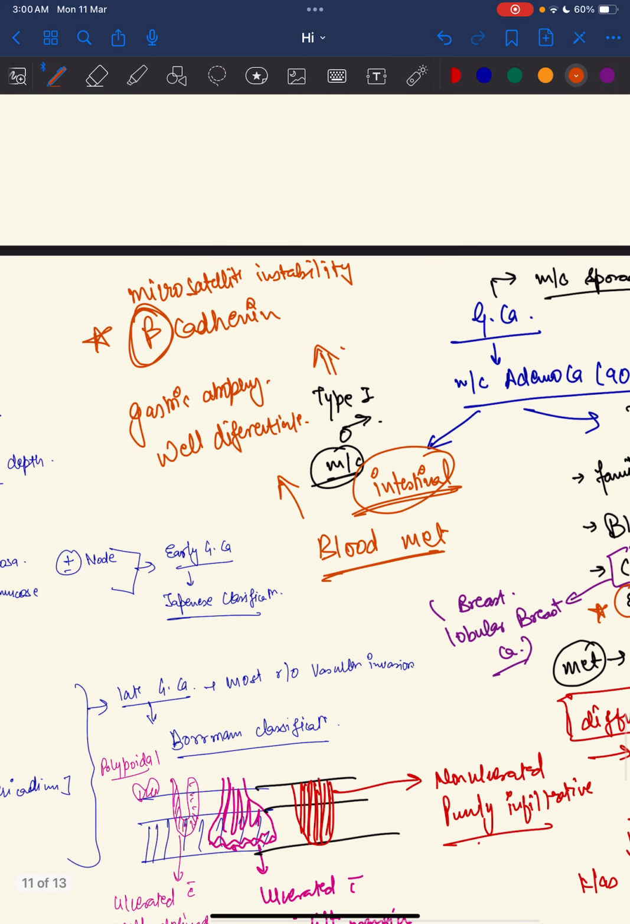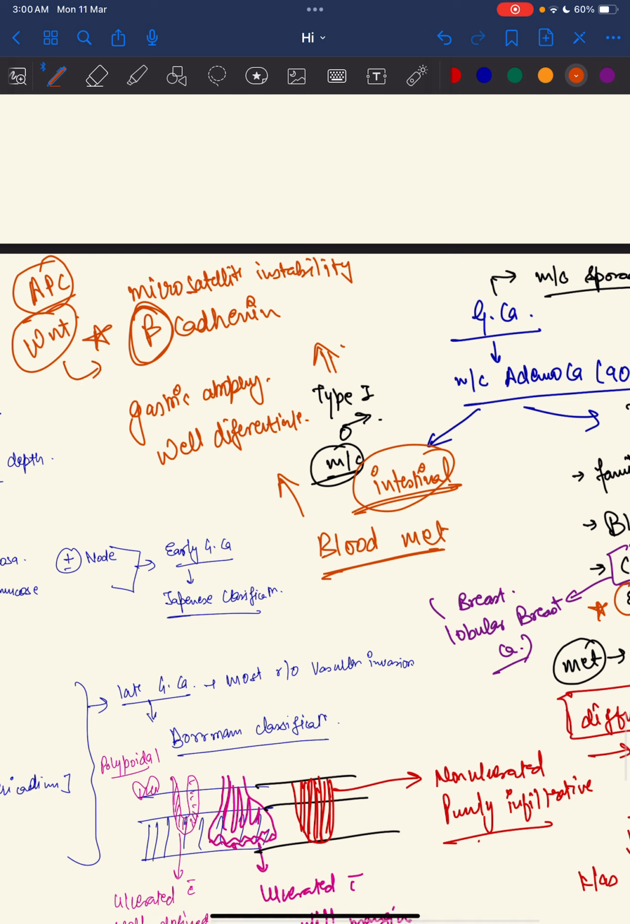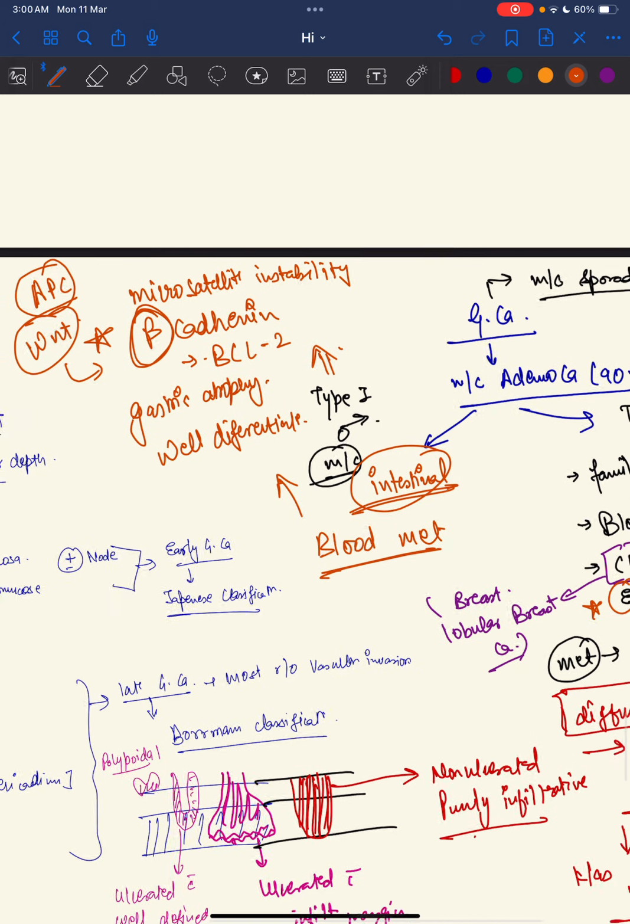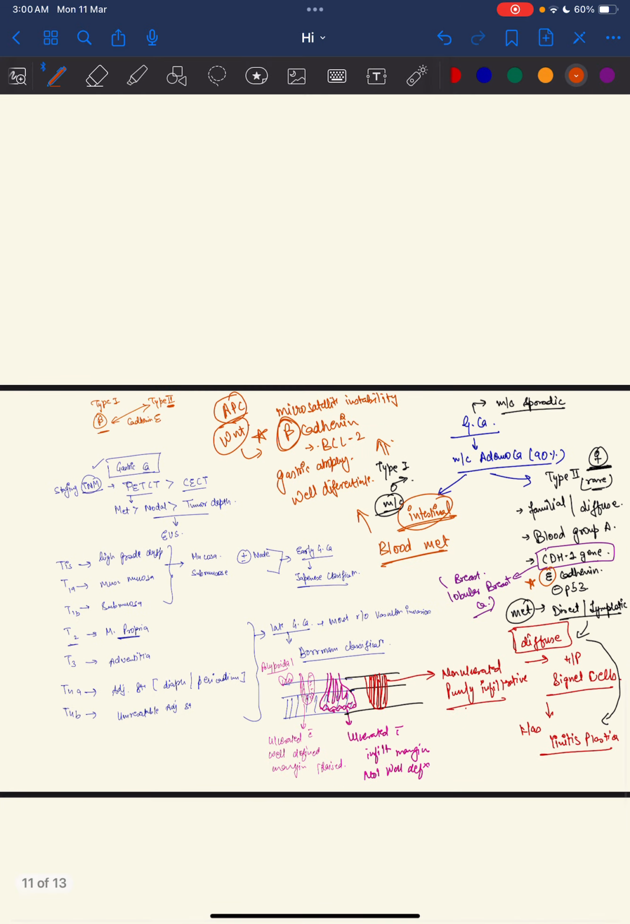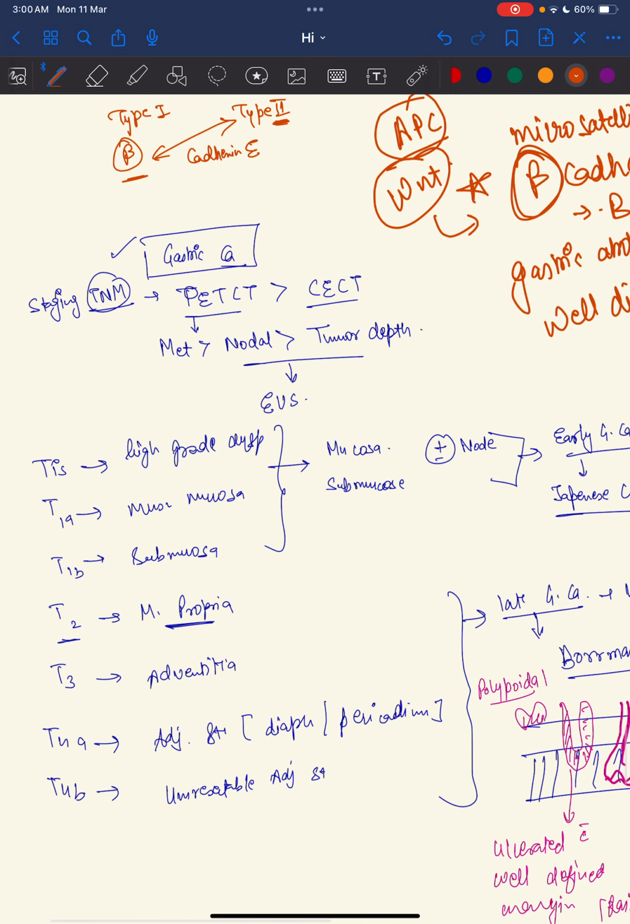Now this beta catenin, we have APC mutation also, which is WNT mutation. It is also BCAT mutation. Okay. And also we'll see BCL2 mutation in this. So these are some important points regarding the gastric CA. I think the most important high points, I'll discuss it again in short way.